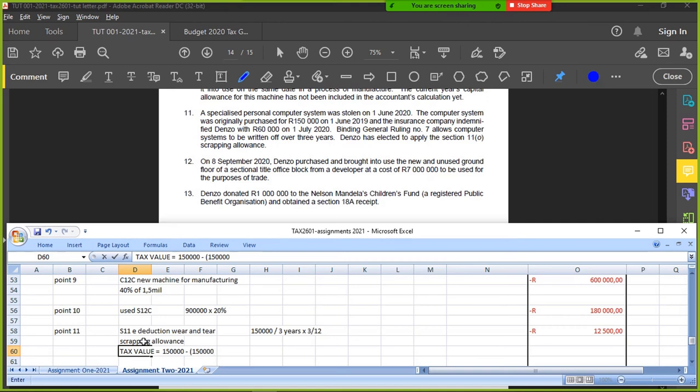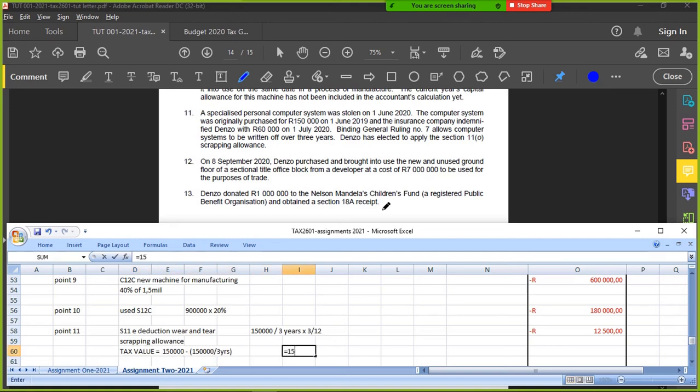Yes. How did you get the 3 months earlier? It was stolen on the 1st of June, so I've used it for 3 months, March, April, and May, because that's during the tax year. Okay, I get it.